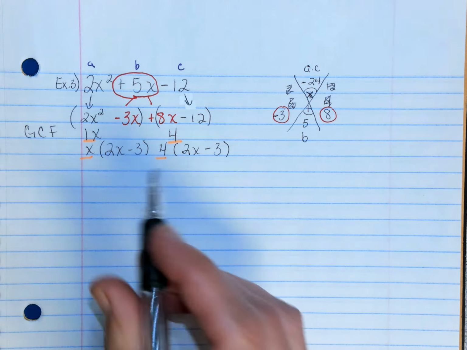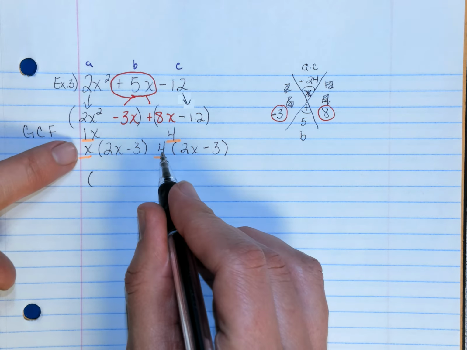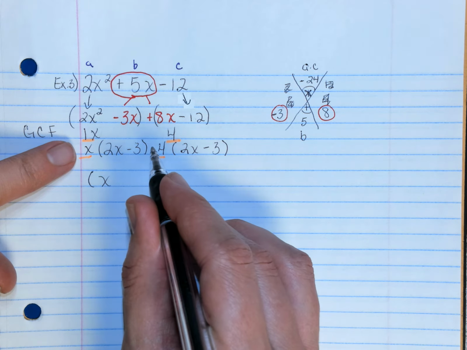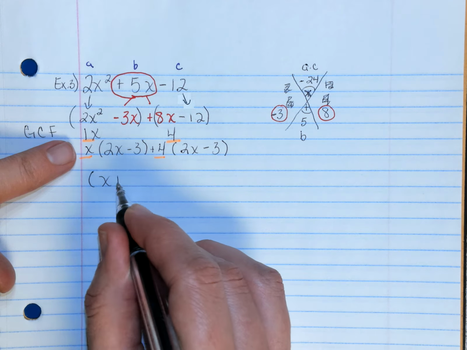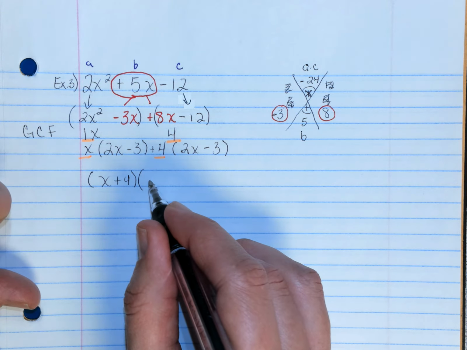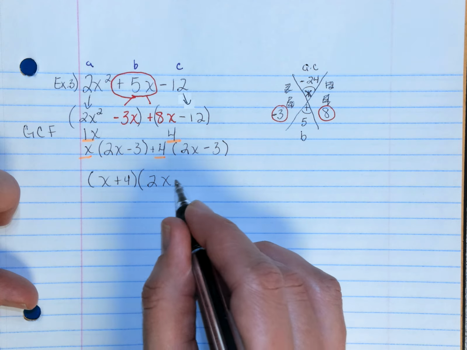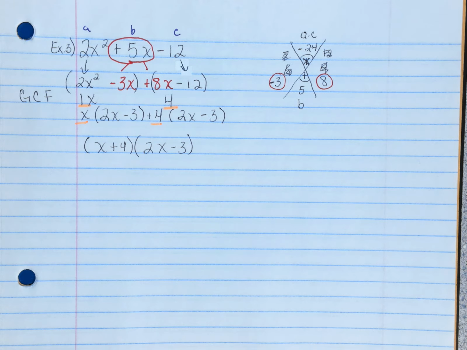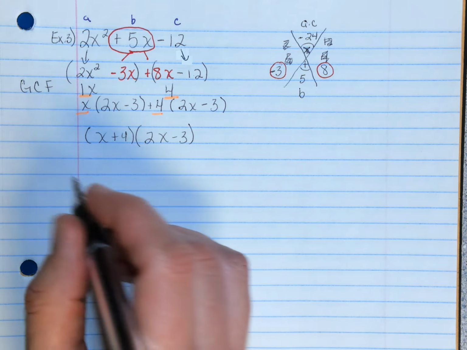So we can rewrite our final answer with the greatest common factors in front. I forgot the plus sign. Plus 4. And then the repeated binomial, write it next to it. All right, let's try one last one.